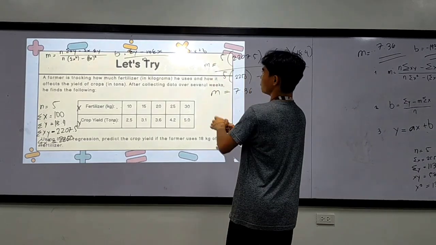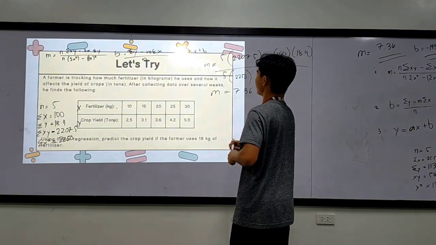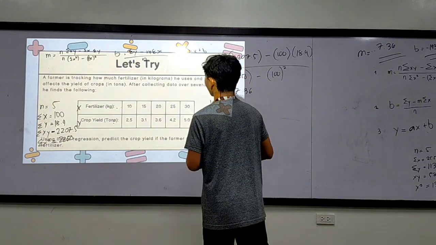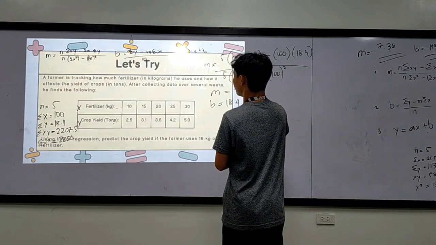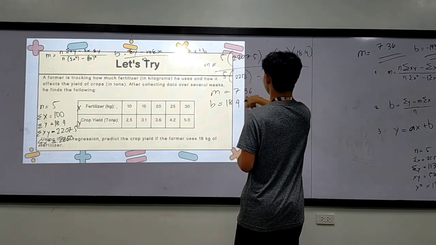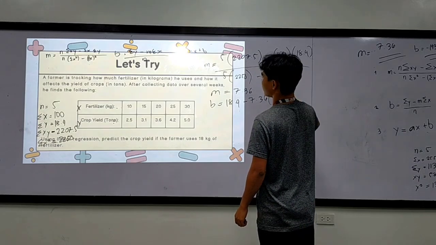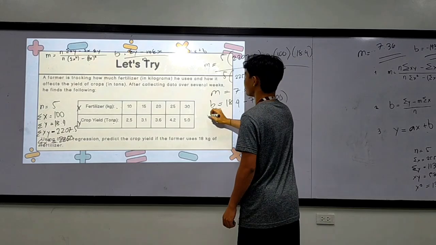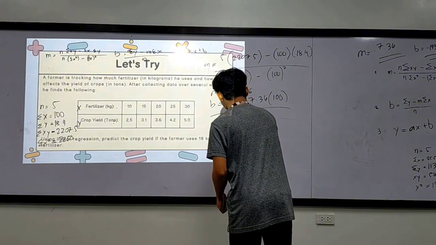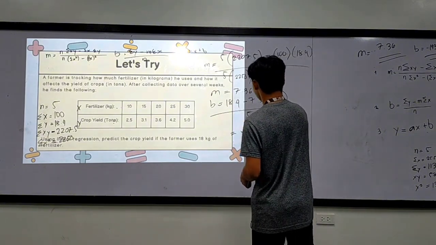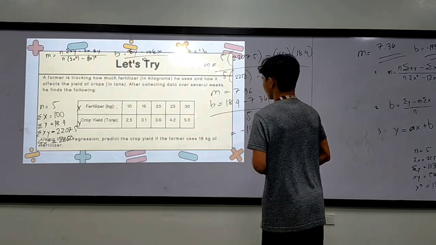So next step is the b. So b is y minus m times x over n. So b is equal to y, which is 18.4, minus m, which is 7.36, multiplied by x, so 100, over n. N is 5. So the answer for this one is negative 143.52. So this is b.